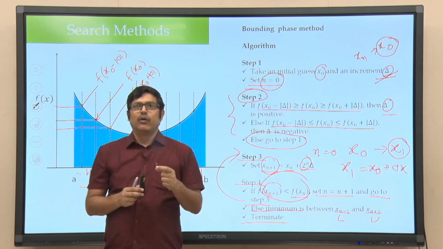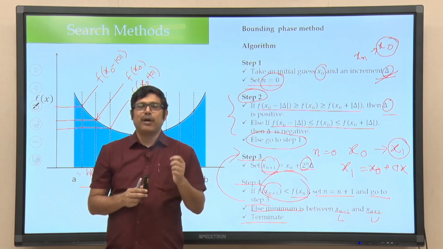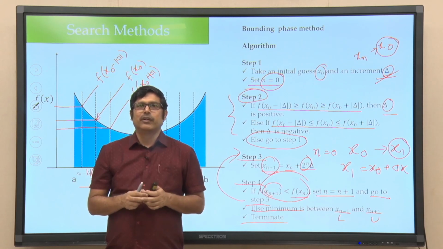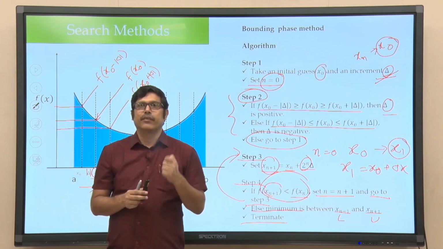So, here we are not trying to find the optimal solution of this problem, but we are trying to find a small region where the optima is.